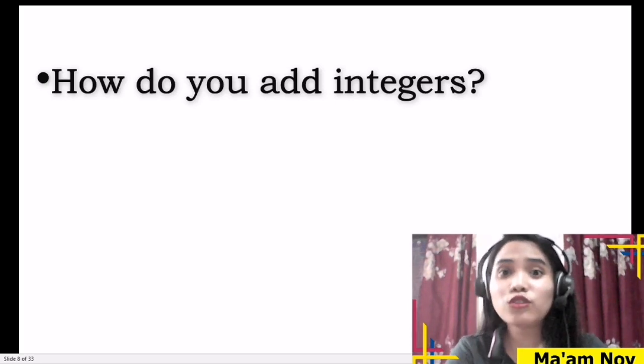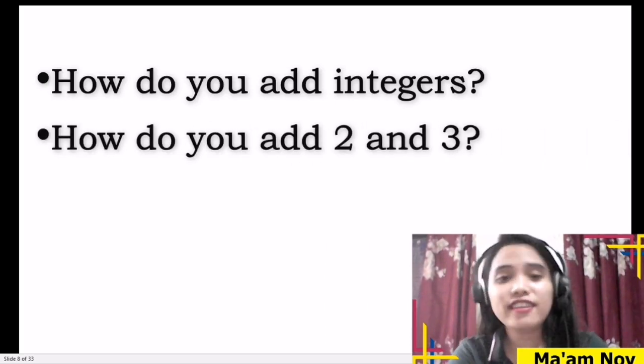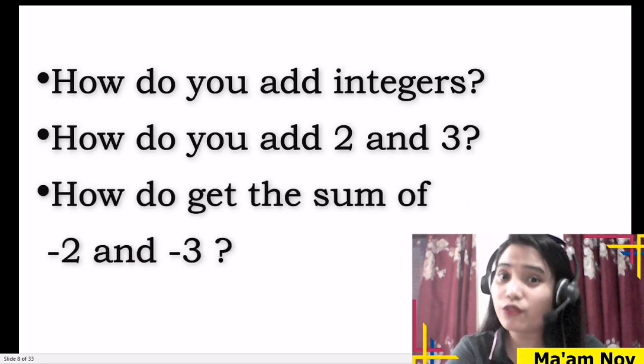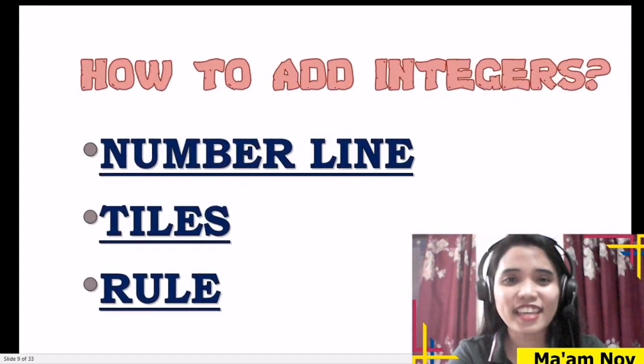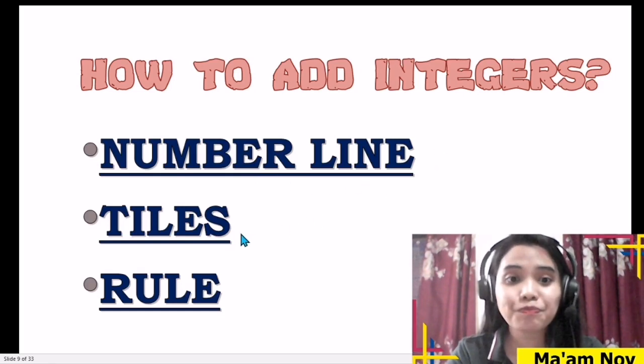Okay, how do you add integers? How do you add 2 and 3? How do you get the sum of negative 2 and negative 3? So, we will answer all of these questions as we go on in our lesson. Okay, how to add integers? So, we have three methods here to add integers. We have number line, the tiles method, and we have the addition rule.